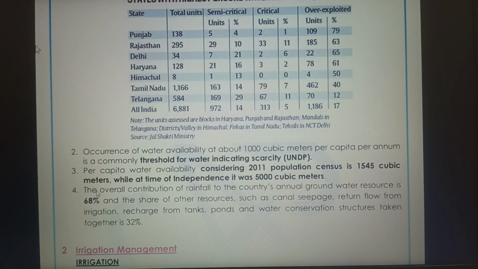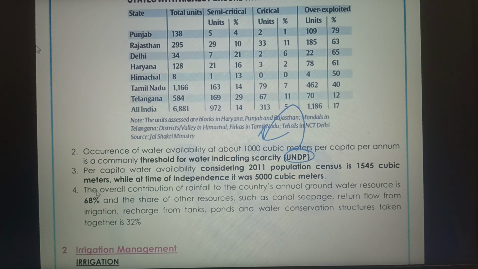So this definition comes from UNDP. UNDP defines this scarcity: occurrence of water availability at about 1000 cubic meter per capita per annum is commonly the threshold for water scarcity. If it falls below this, then you can say that the region is a very water scarce region. So, clear everyone, this is a very good point for your objective examination. This definition by UNDP.